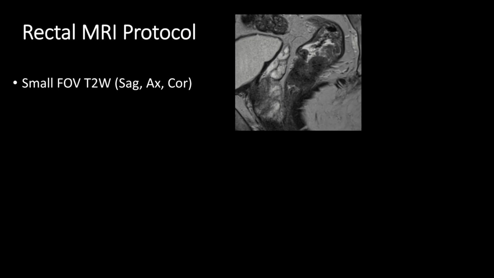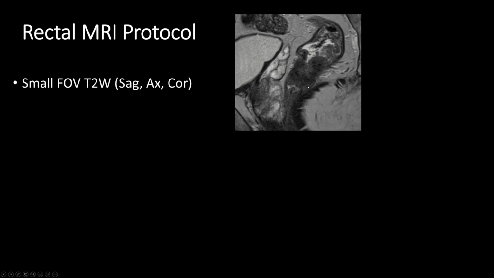To accurately stage with MRI, we need the right images and they need to be good quality, so the MRI protocol is key. So for initial staging, our standard MRI protocol includes small field of view T2 weighted images in sagittal, axial, and coronal planes without fat suppression. This is the sagittal T2 weighted image here. Then we use those images to locate the tumor.